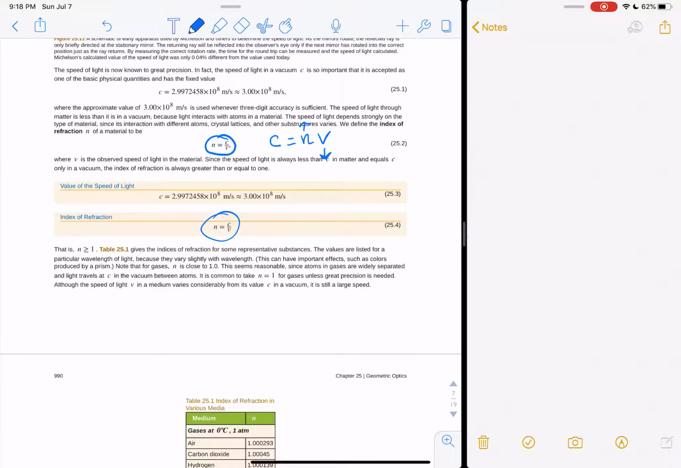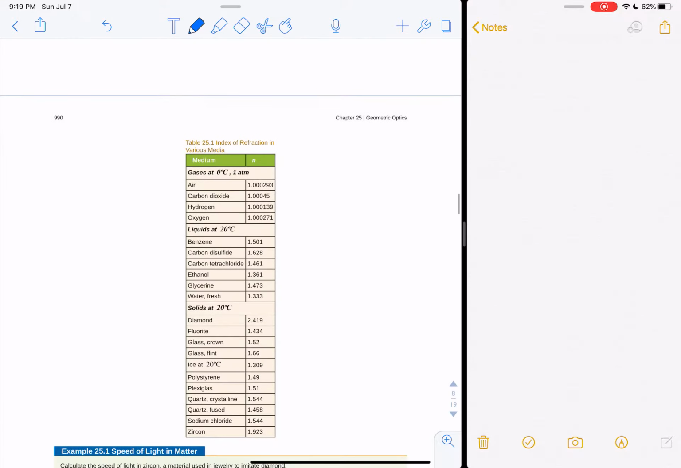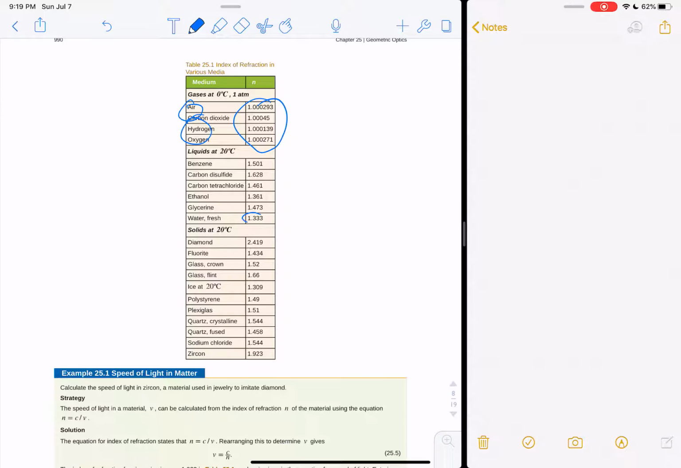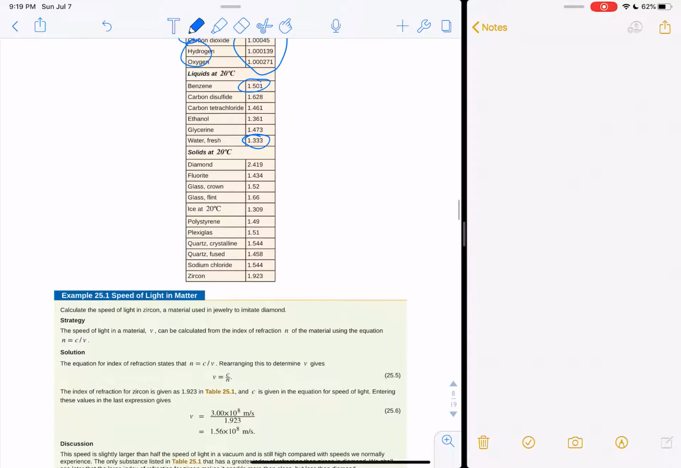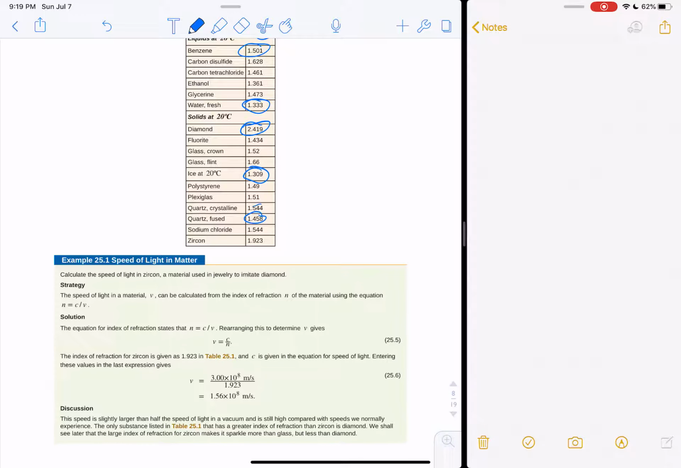So that means the index of refraction is a number greater than 1, and here's some examples. So air, other gases, things like that, the index of refraction is very close to 1. Liquids like water, it's about 1.3. Benzene is 1.5. Diamond, this is why diamonds sparkle, because it has a very high index of refraction, so the light gets refracted very strongly, so it ends up sparkly. Ice, same as water almost. Quartz, 1.4, 1.5. Zircon, 1.9. Okay, so zircon very close to diamond, so you can get some interesting things there.